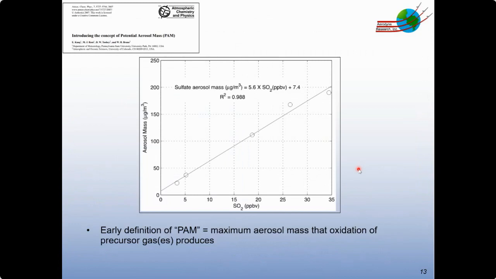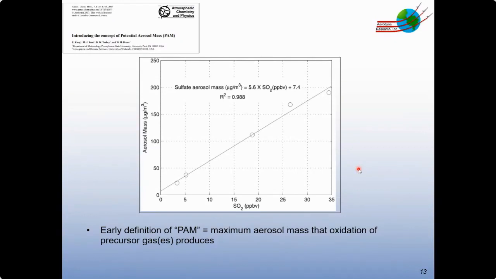So now that I've introduced some of the general terminology and concepts around OFRs, I want to talk a little bit more specifically about the PAM OFR. This specific technique was introduced by Bill Brune, professor at Penn State, almost 15 years ago now in a paper in ACP, where they defined PAM for a precursor as the maximum aerosol mass that the oxidation of that precursor can produce.